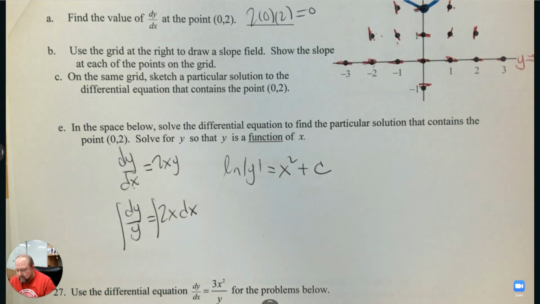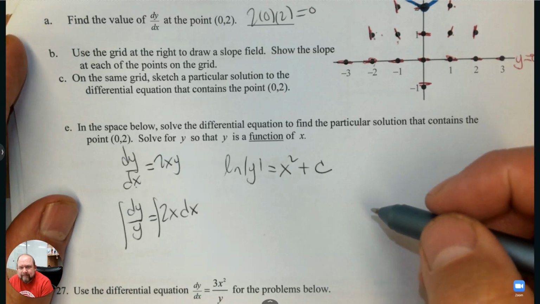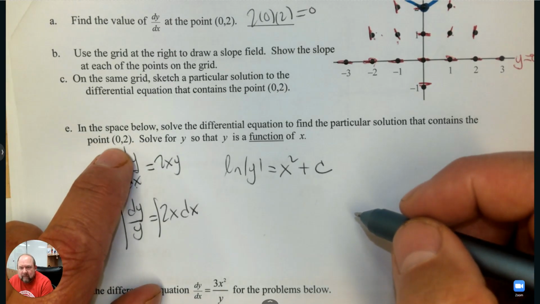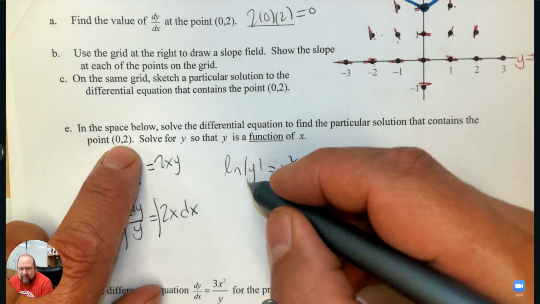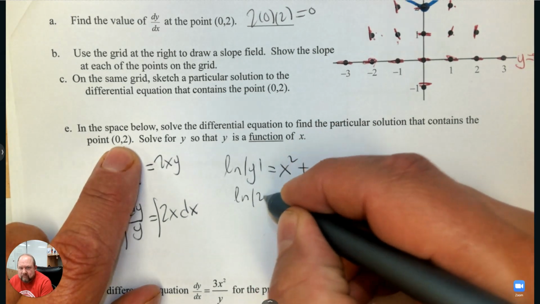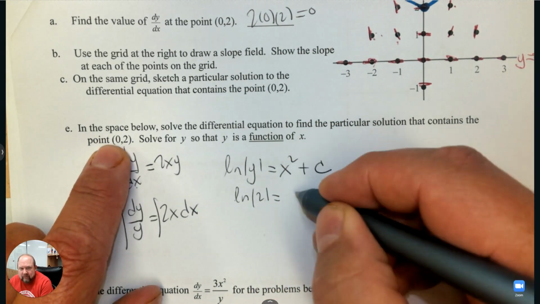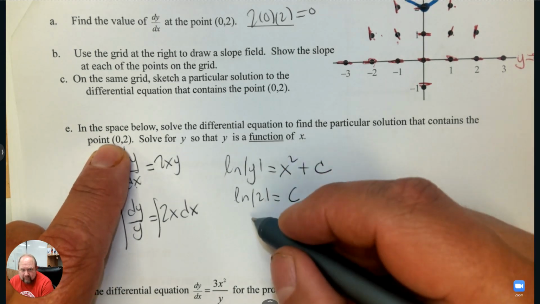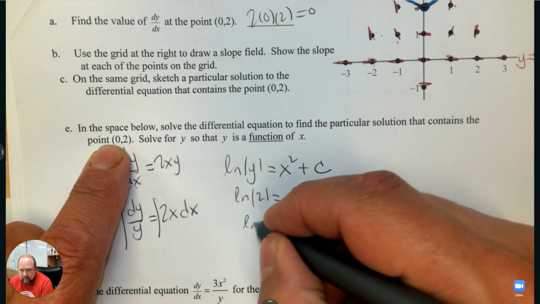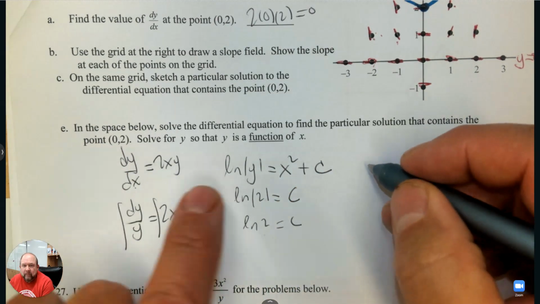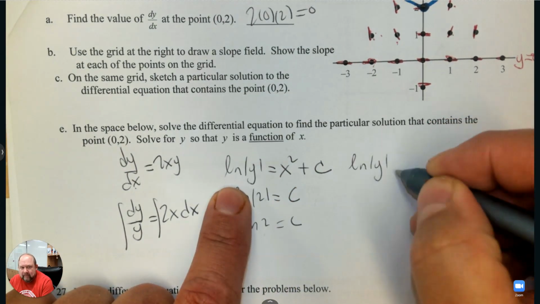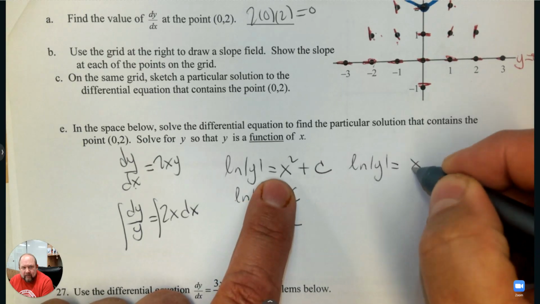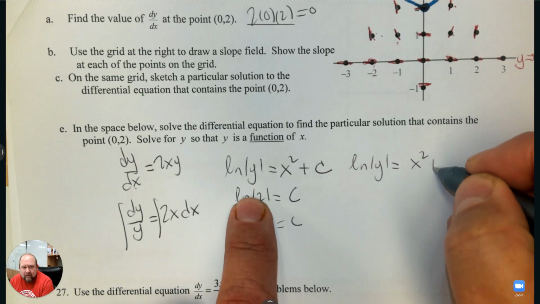Then we're going to plug in. So for y, I have 2. For x, I have 0. So that means c is equal to ln 2. I don't need the absolute value bars because the absolute value of 2 is 2. So go back here. This is ln y equals x squared, and now we know c is ln 2.